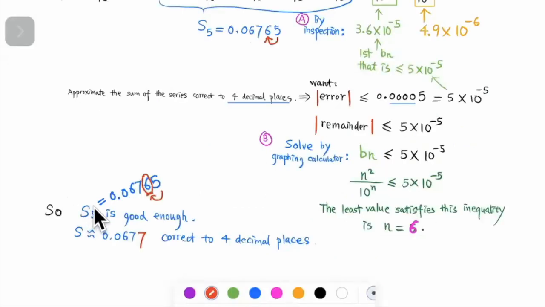So now we can use this S5 to approximate the exact sum. The 5th partial sum S5 is good enough because we know that the error is less than 0.00005. So we can say the exact sum is about 0.067. And now since this next digit here is 5, we're going to round up, so it becomes 7. So we say the exact sum is about 0.0677. And this should be correct to 4 decimal places.